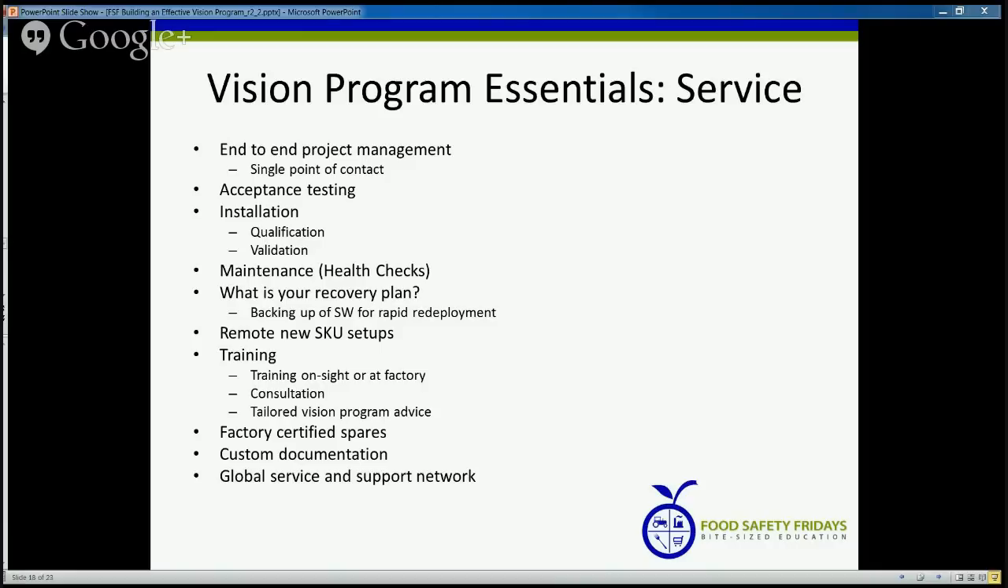And then global support and service. Some vision systems obviously are installed only in one facility, in one place in the country. In our experience, it's more common for vision systems to be installed in multiple facilities across the country or even globally. Is there some kind of support network in order to service those systems wherever they might be?